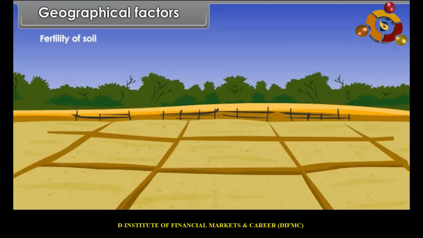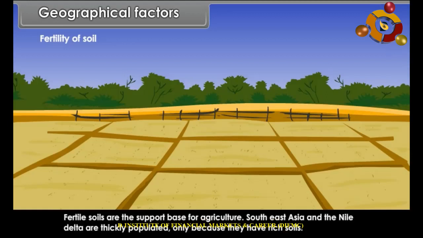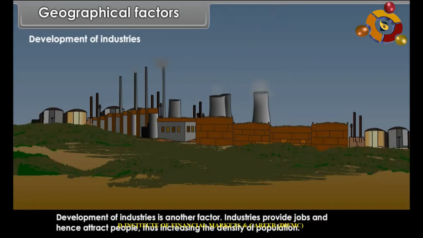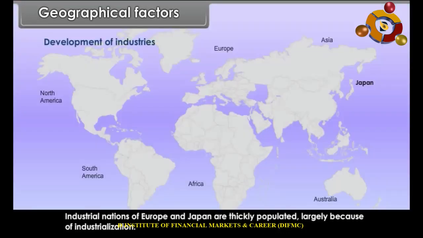Fertility of soil. Fertility of soil attracts people. Fertile soils are the support base for agriculture. Southeast Asia and the Nile Delta are thickly populated only because they have rich soils. Development of industries. Development of industries is another factor. Industries provide jobs and hence attract people, thus increasing the density of population. Industrial nations of Europe and Japan are thickly populated, largely because of industrialization.